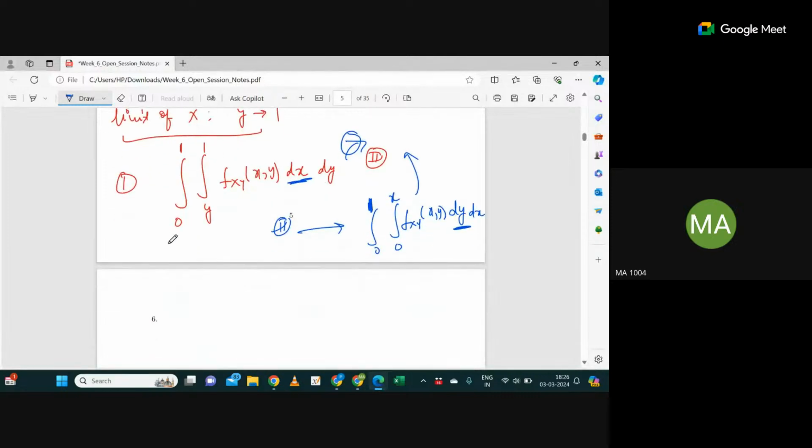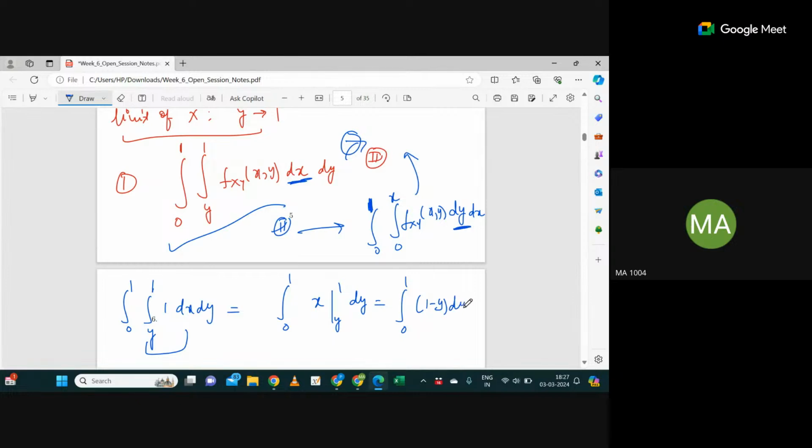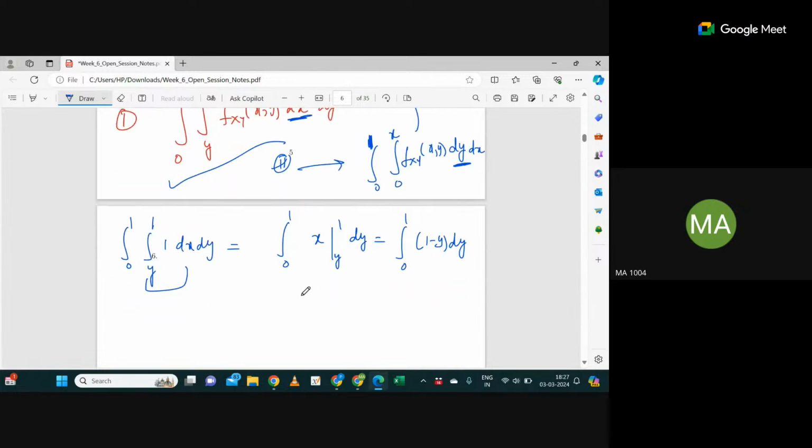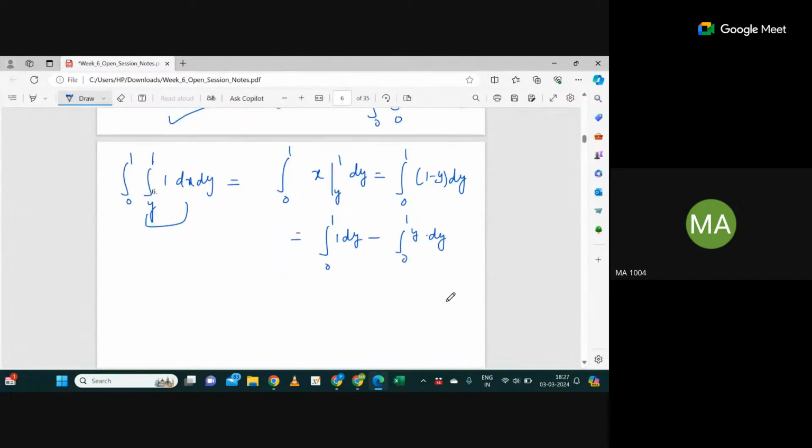So let's calculate the first one. So 0 to 1, and y to 1, and the joint density was 1, so it's dx dy. First we have to integrate with respect to x. So it will be 0 to 1, then x from y to 1, dy. I will get here 1 minus y dy. So I will integrate 0 to 1 of 1 into dy minus 0 to 1 of y into dy, basically.